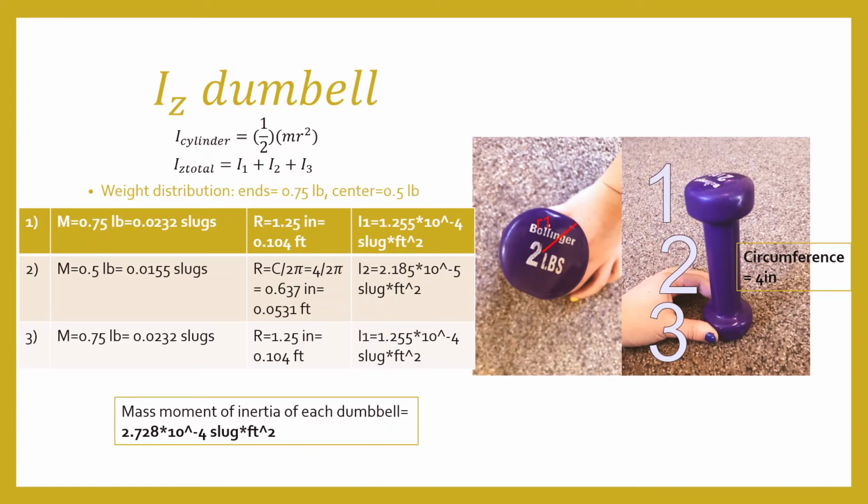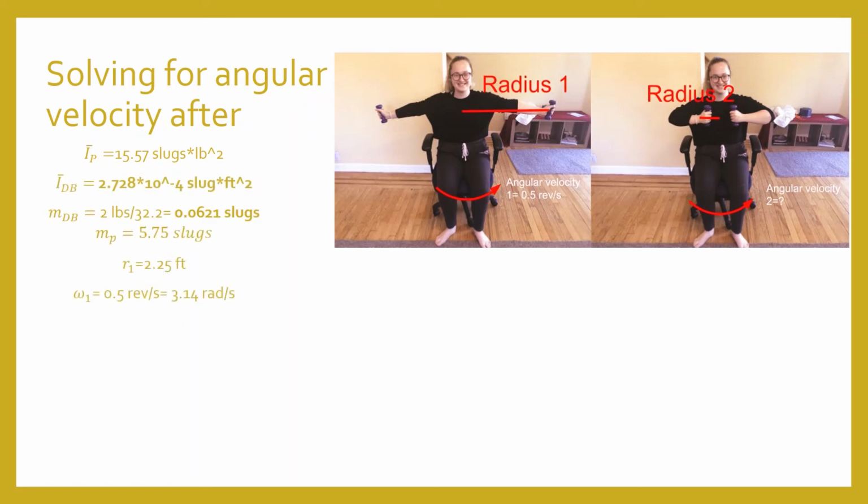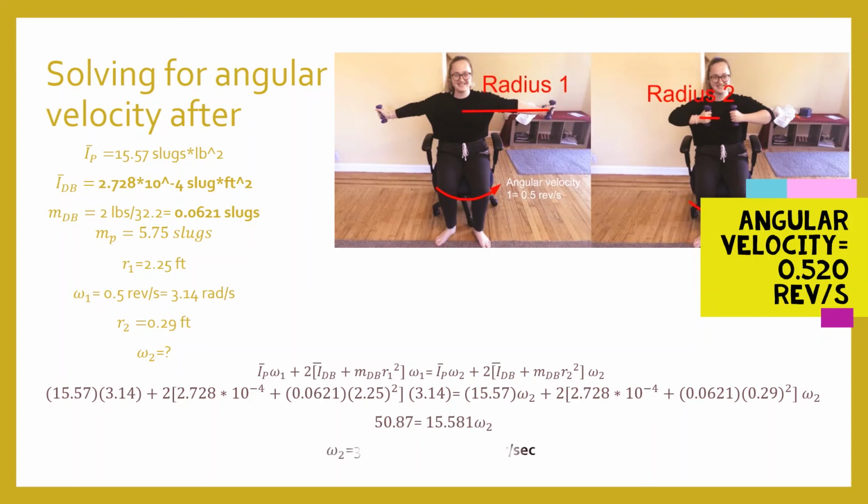slugs feet squared. Solving for final angular velocity, all necessary variables are noted, with both radii and initial angular velocity being the same, as well as the mass of the person and chair and its respective mass moment of inertia. The mass of the dumbbell, being 2 pounds, is converted to slugs for calculation. Then, as you can see, plugging everything in and isolating omega to the right side, we can find that the final angular velocity, or omega 2, equals 3.26 radians per second, also 0.520 revolutions per second when it is converted.